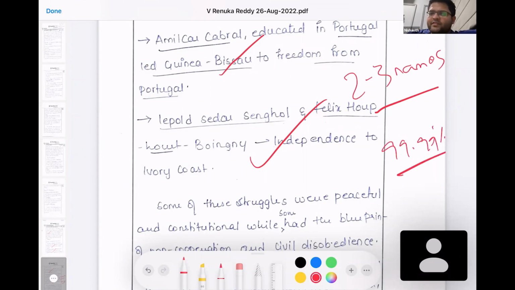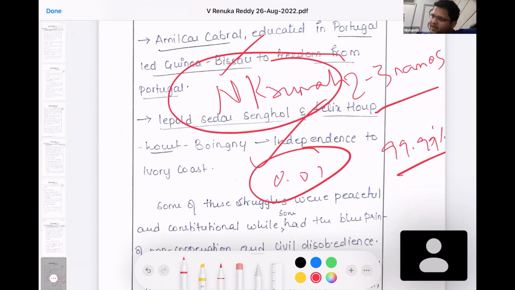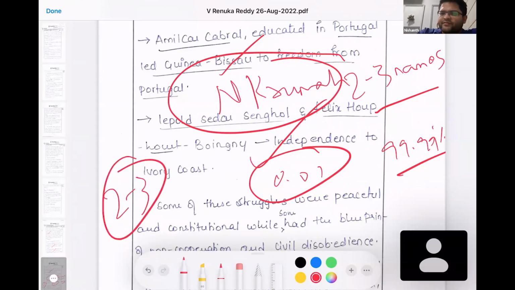But this is UPSC, right? You have to be in the 0.01. So if you have to be in the 0.01, then you have to have at least 2 or 3 names, write their names. Generally, this Nkrumah name is a very common name. Everyone will write Nkrumah. Nkrumah of Ghana. Because even in the NCERT textbook, there is a big chapter on Nkrumah. Okay, so everyone remembers it. Even if you write Nkrumah, at least I'm sure you'll get 2 to 3 marks in this question, which is decent enough.